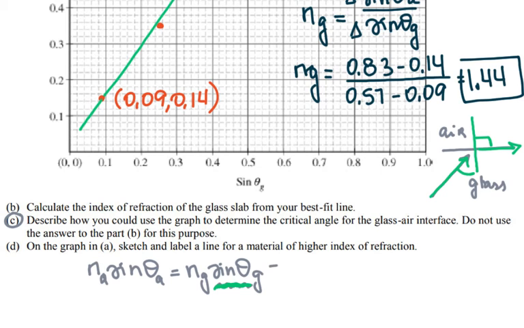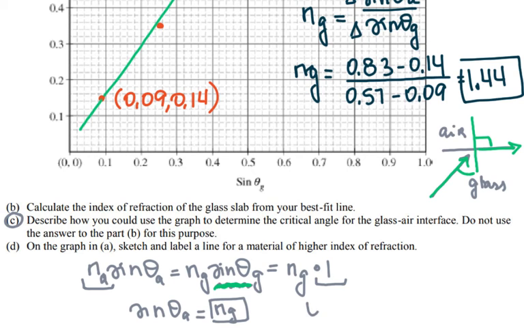So you would have N glass times sine theta G. When sine theta A is 1, you will get sine theta G is equal to 1 over the index of refraction, which is N G. And then from here you can calculate the critical angle: it is the arc sine of 1 over the index of refraction, or the slope of your line. And that will give you theta, which is the critical angle.